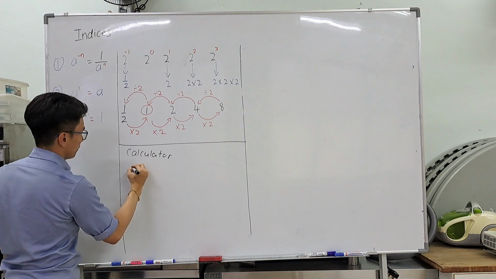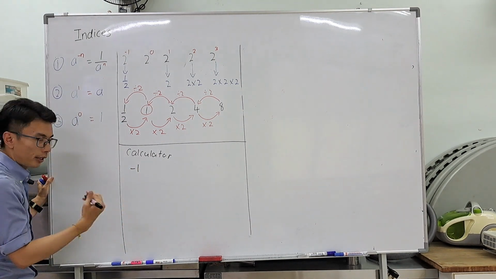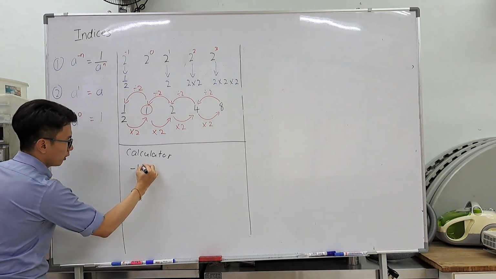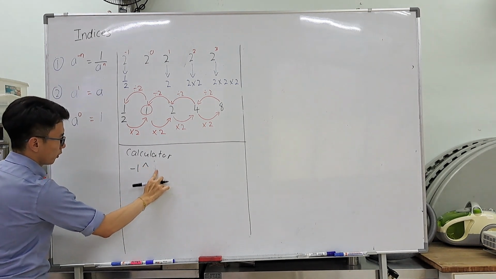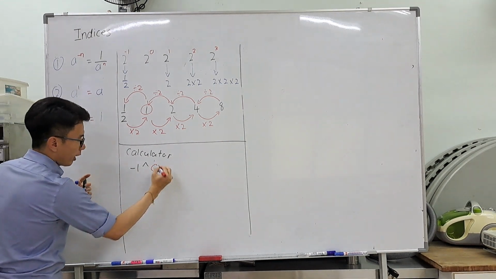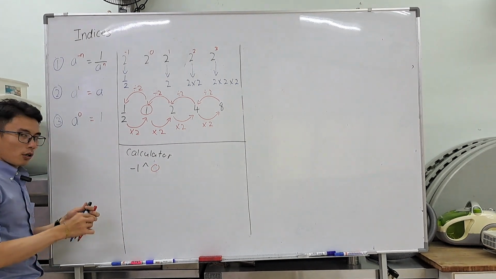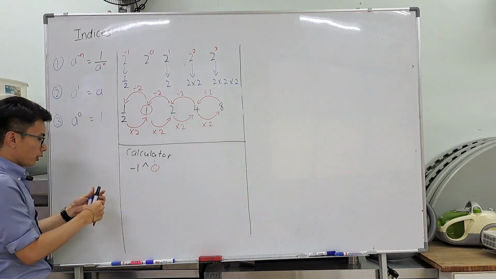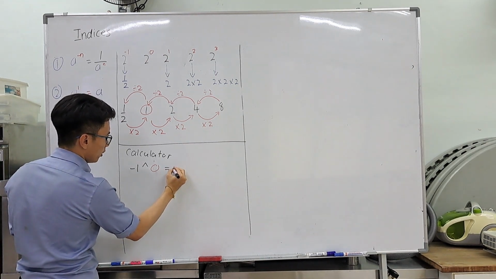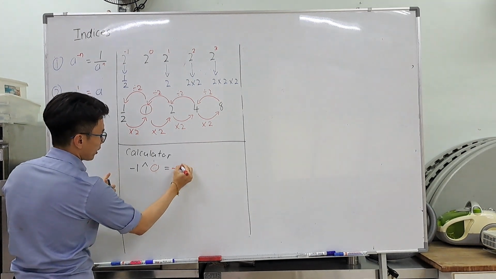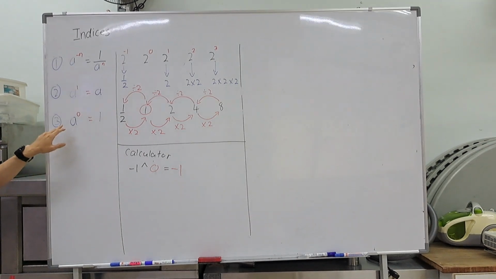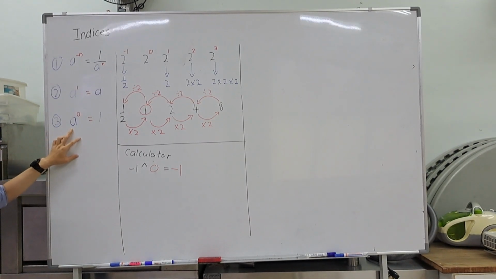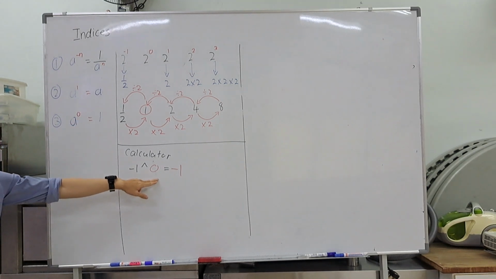Just put negative 1 and the power, using the power button, and put 0. Power of 0, and see what you get. If you have punched in the characters correctly, you should get negative 1 here. Looks weird, right? Because I have mentioned that if I have any number, doesn't matter positive or negative, if I were to power of 0, I should get 1, right? But what happened here?